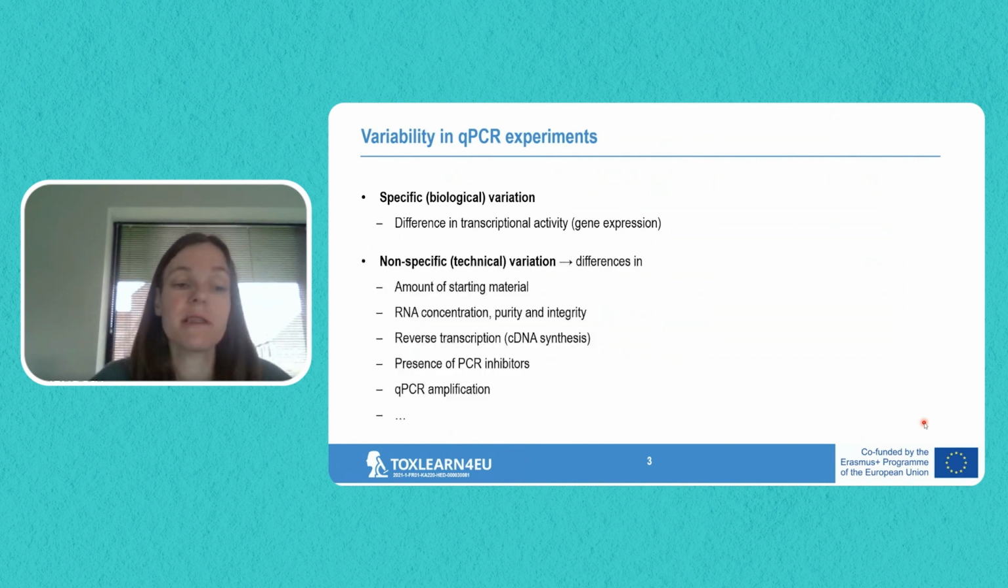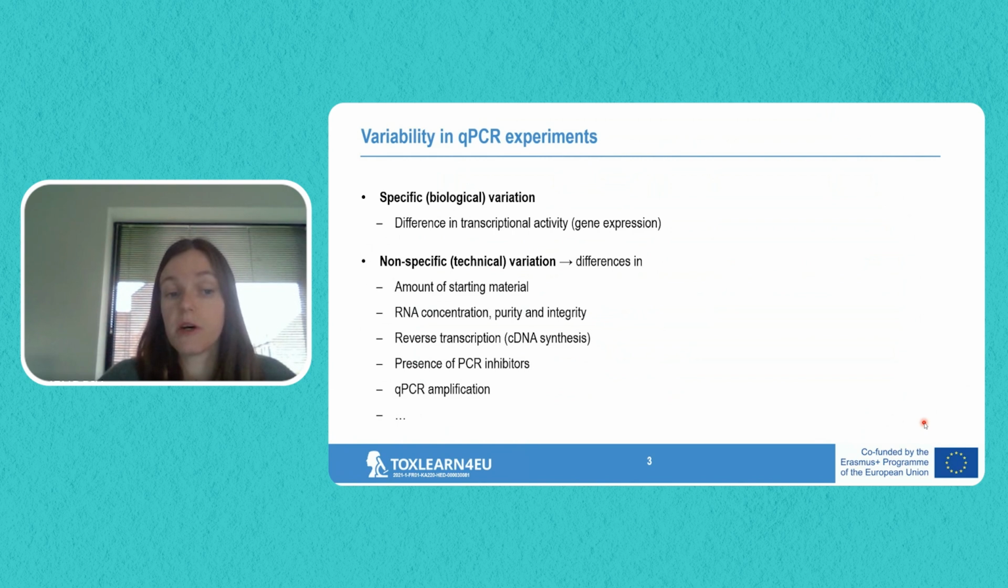However, unfortunately, there is also a lot of non-specific variation, and this is what we call technical variation. And these could be differences in the amount of starting material. So let's say that you would work with plant samples, then it's possible that one sample is much larger than the other sample. You could also have large differences in RNA concentration, in RNA purity, and in RNA integrity. There could be different efficiencies of the reverse transcription reaction. So the cDNA synthesis could have different efficiencies between different samples.